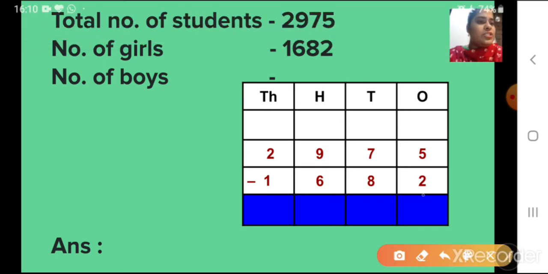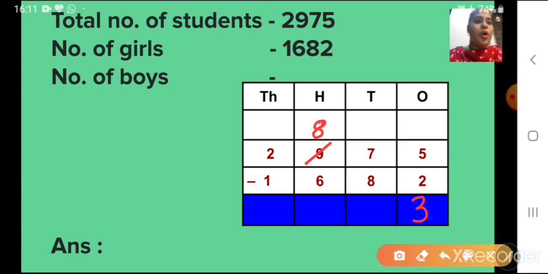5 minus 2 is 3, right? Then 7 minus 8. Now it is not possible. 7 is smaller than 8. So what we will do is borrow from the hundreds place. At the hundreds place we have the number 9. So 9 minus 1 is 8. We'll cut 9 and write 8 here.